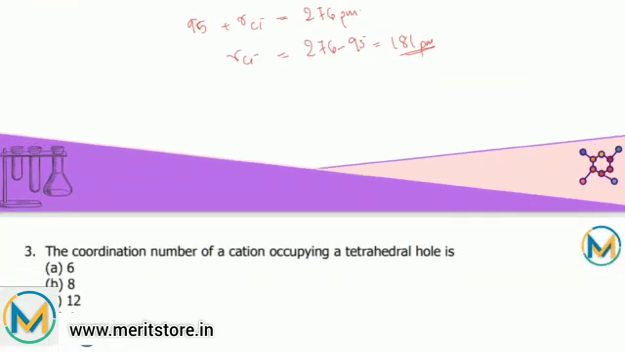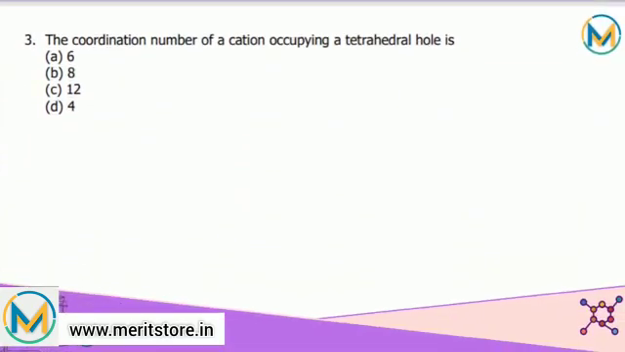Looking towards the next question: the coordination number of cation occupying a tetrahedral hole is. So as we know, the coordination number, also known as ligancy, is the number of atoms, ions or molecules that a central atom or ion carries in a complex or coordination compound or in a crystal as its closest neighbors. And the coordination number of cation occupying a tetrahedral hole is 4. So it's there in option D, and thus the correct answer for this question is option D.